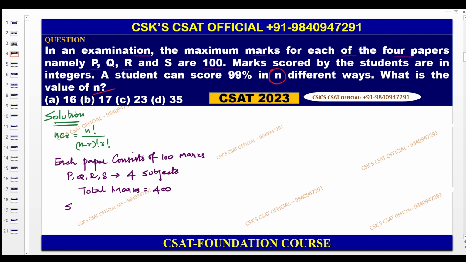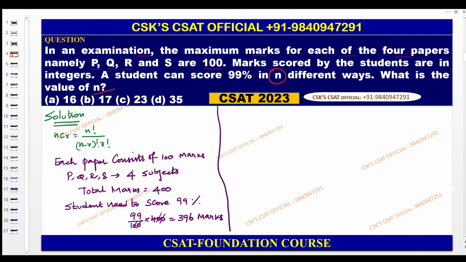Then the student needs to score 99%. Now you need to calculate what is 99% out of this 400. So 99% is nothing but 99 by 100 into 400, which is equal to, you can cancel the zeros, 99 into 4 will become 396. So therefore here 396 marks one has to score out of these 4 subjects. Here how many different ways are there for a student to score this? That is the question here.